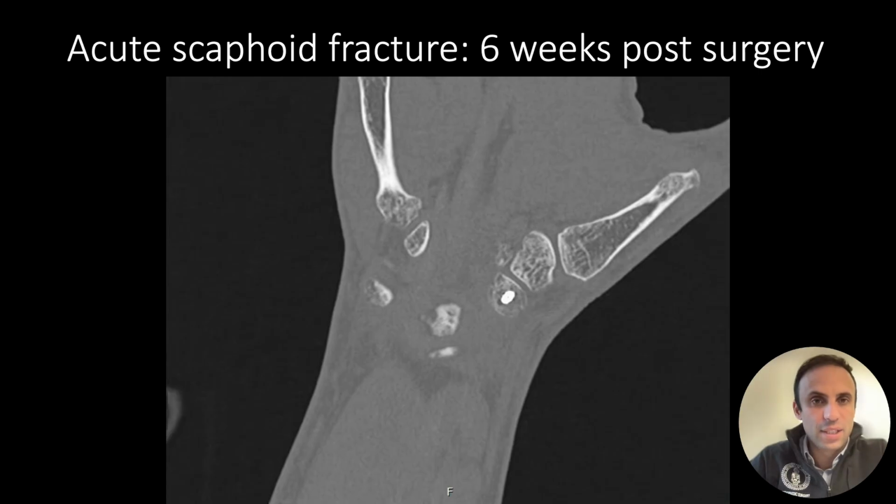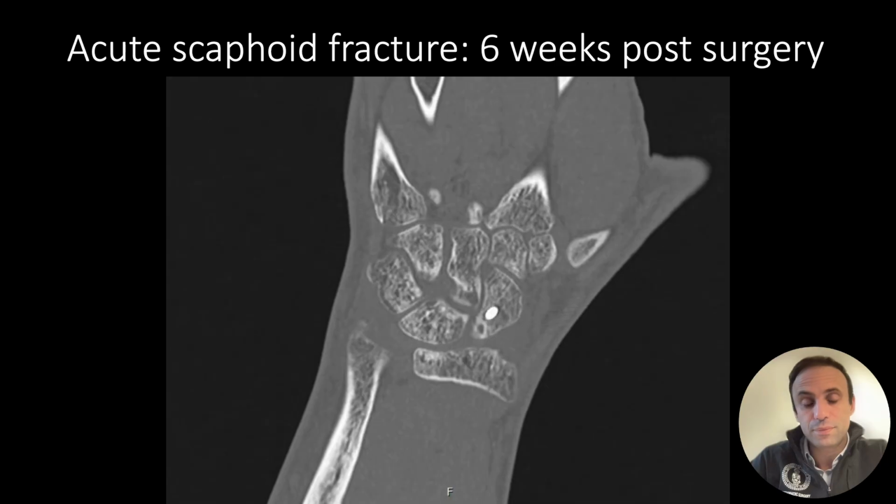And this is a CT scan that I take at 6 weeks to see whether he's got union. Just to reiterate, if you've got 20% or more, then it's going to go through to union. And if you have 50% or more plus a screw, then biomechanically it's as strong as a native scaphoid, and you can go back to contact sports.